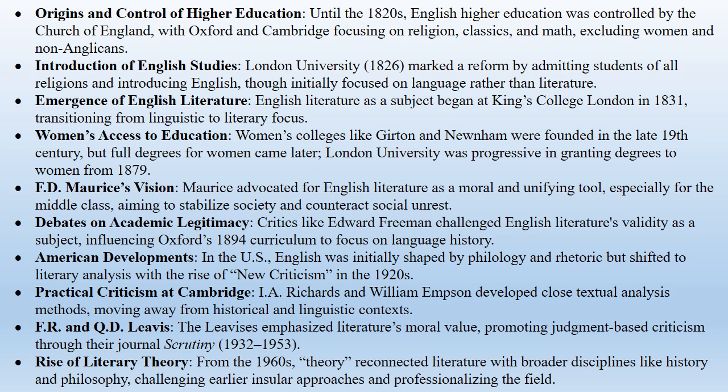Understanding the history of English studies helps explain how it became an academic subject. Until the 1820s, higher education in England was controlled by the Church of England, with Oxford and Cambridge as the only universities. These universities taught classics, math, and religion, excluded non-Anglicans and women, and were run like religious institutions.